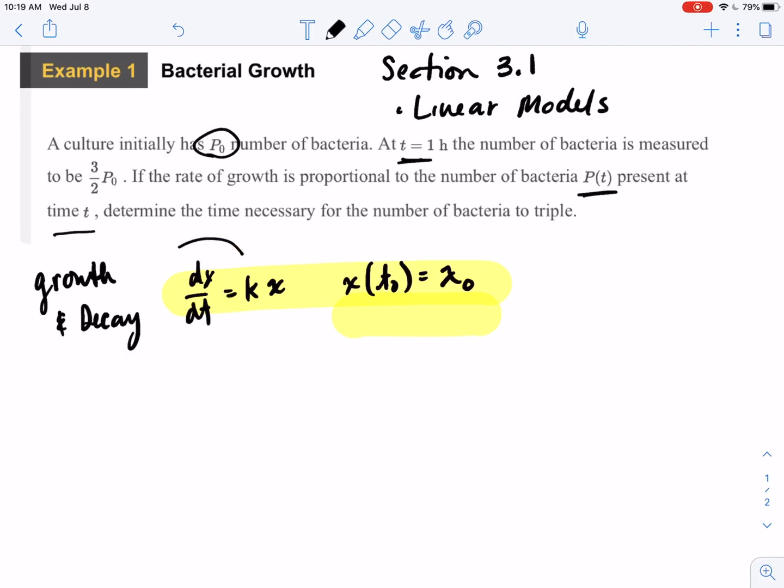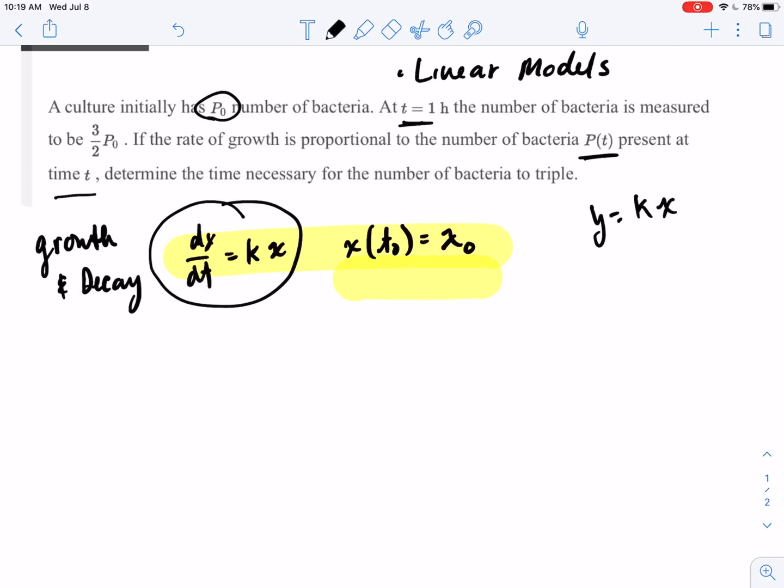So this is the setup. This is kind of like if you go back to algebra 2, it's a direct variation, where direct variation was always y equals kx. So think of like if you work more, you make more money, that type of relationship. So in this problem, I'm going to start with something very similar. Since it's proportional to the bacteria P, instead of using x, I'm going to use P. So I'm going to do this: dP over dt equals k times some function P.